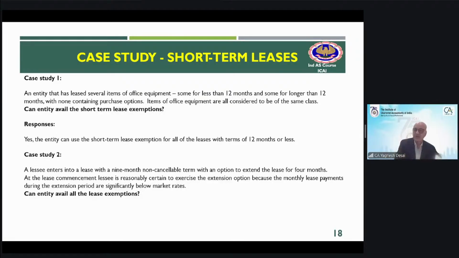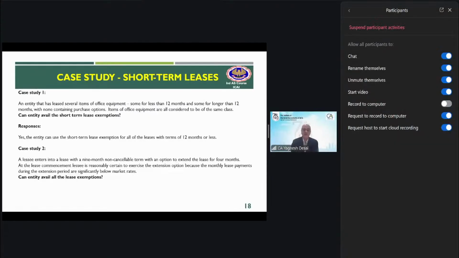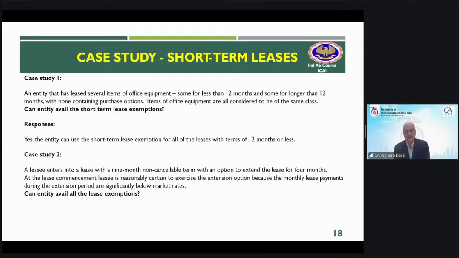But the contract is not for just one laptop. It's for 10 laptops. So the total contract value is 4 lakh rupees. Now which figure should you consider? A, 4 lakhs, or B, 40,000? The answer is B, 40,000. The reason being, asset by asset and not class by class. Had it been by class, the amount would have been 4 lakhs. Got my point, sir? Okay.